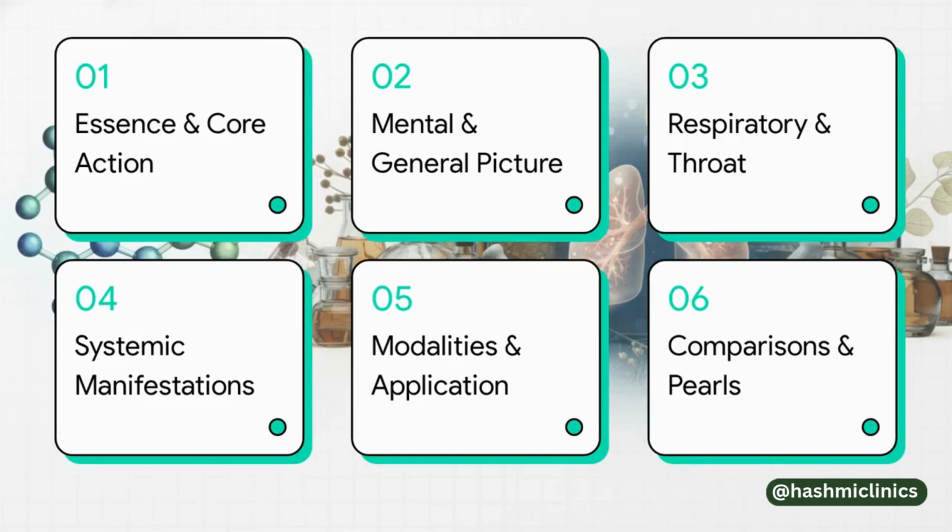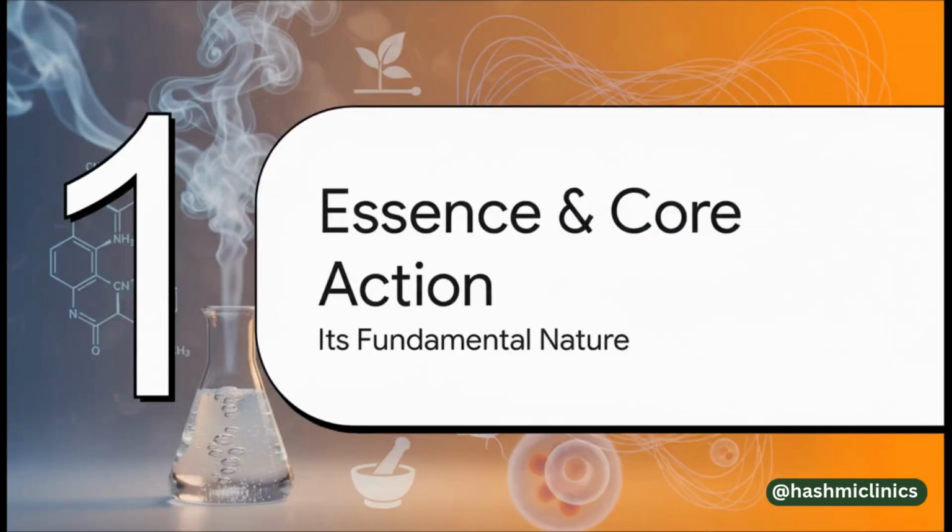So here's how we're going to break it all down. First, we'll get into the real essence and core action. Then we'll look at the mental and general picture to understand the patient. After that, we'll hit the really juicy stuff, the keynote respiratory and throat symptoms. From there, we'll see how it shows up in other body systems, touch on how to apply it clinically, and finally, we'll wrap up by comparing it to some other remedies and sharing some key takeaways. Sound good? All right, section 1. Let's get right into the essence and the core action.